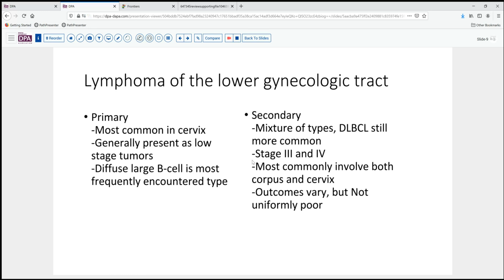The other interesting difference is that most commonly, these tumors will tend to involve the corpus and cervix. Or if it's just one, it's much more evenly divided between the corpus and the cervix as opposed to the primary tumor. Now, although the outcomes vary with either one of these, it's not uniformly poor. So this is not necessarily a death sentence.